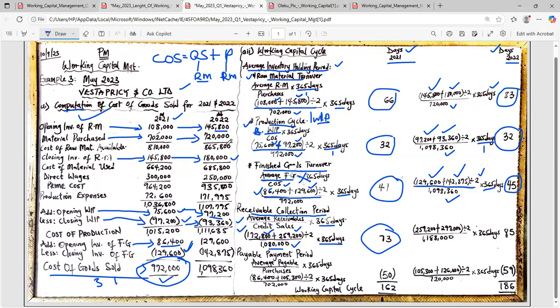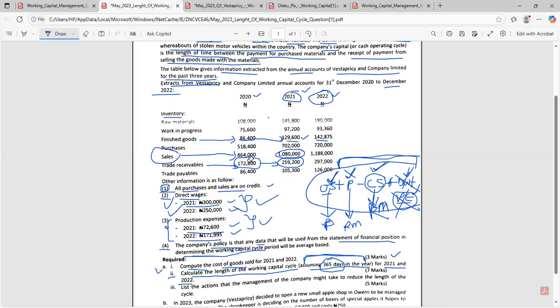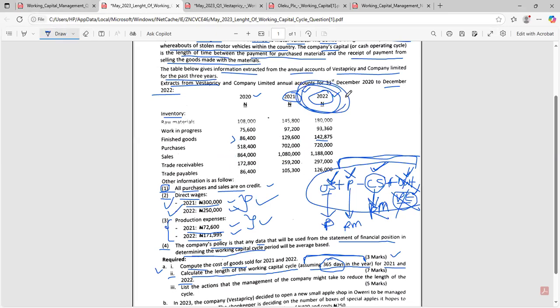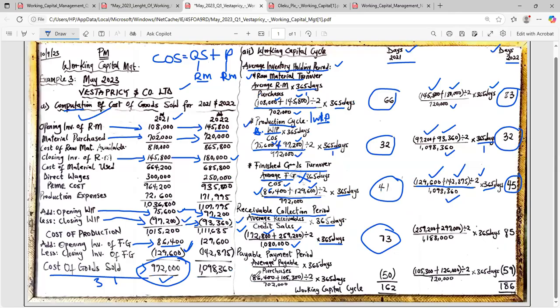For 2022, we're going to repeat the same thing. What is our debtor, our receivable for 2022 opening? So for 2022, focus here, please, and trace the debtor. For 2022, the opening is 259,200, which is the closing for 2021 that will become opening for 2022. So copy that figure, 259,200, and bring it there.